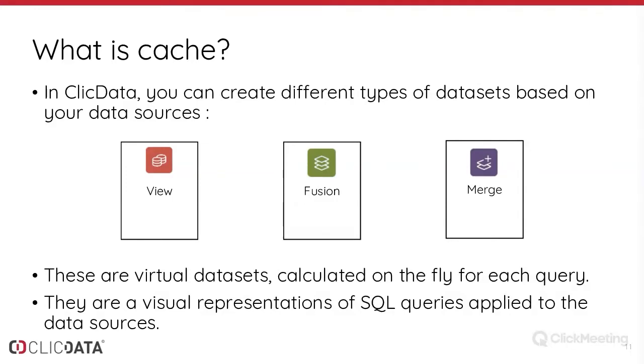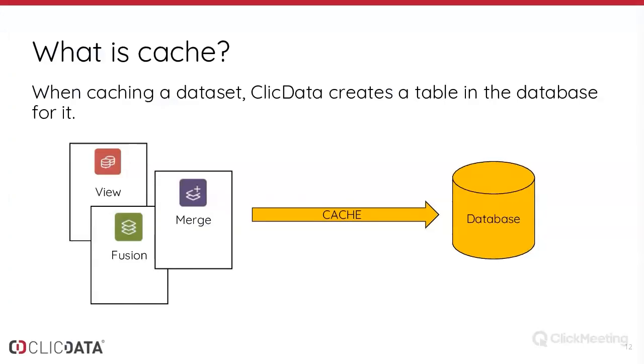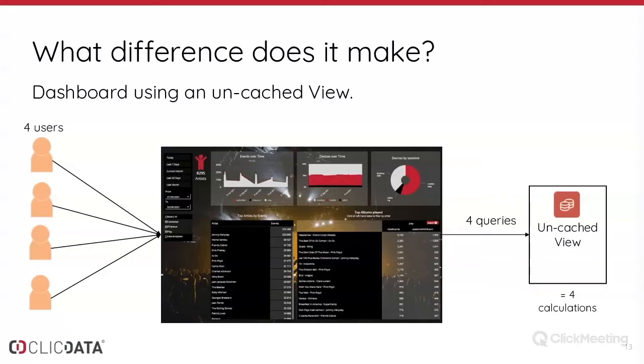The difference with the cached version of these datasets is that every time you cache one of them, you actually write and create a table in the database for them. The table is then calculating the output of the view, the merge or the fusion, and it is set in stone, so to say, in a table on the database. So what does it mean exactly? What difference does it make?